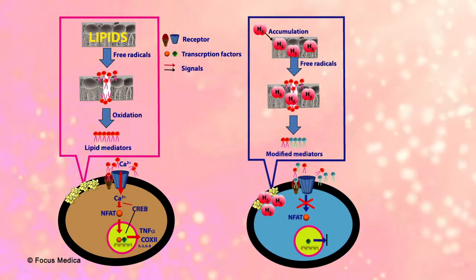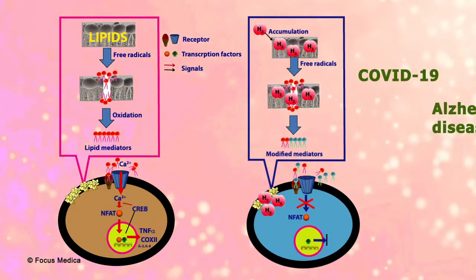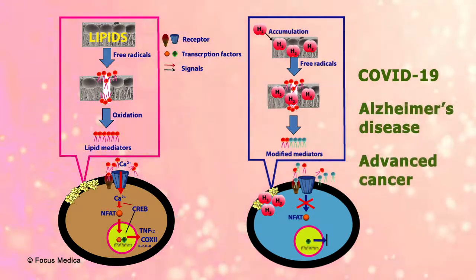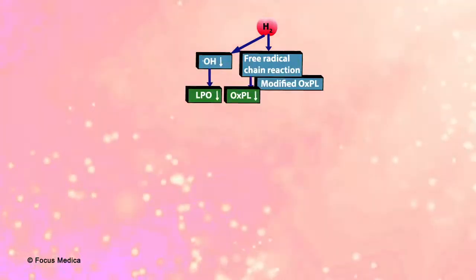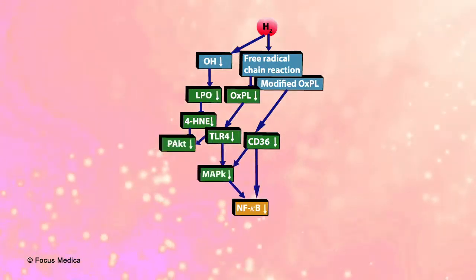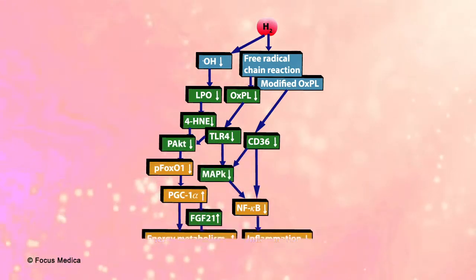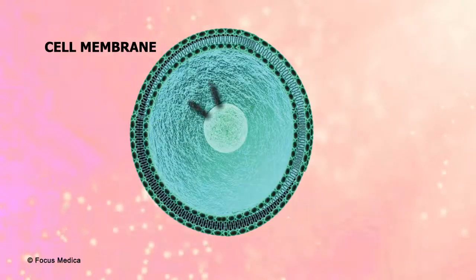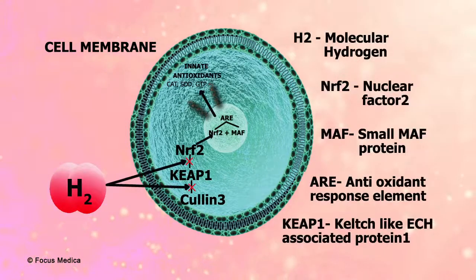Inactivation of NFAT by H2 may also play a beneficial role in treating COVID-19, Alzheimer's disease, and advanced cancer. The possible role of H2 in lipopolysaccharide signaling, mitogen-activated protein kinase, MAPK, and nuclear factor kappa light chain enhancer of activated B cells, NF-kappa B, pathways, and the nuclear factor erythroid 2-related factor 2, NRF2, paradox have also been discussed here.